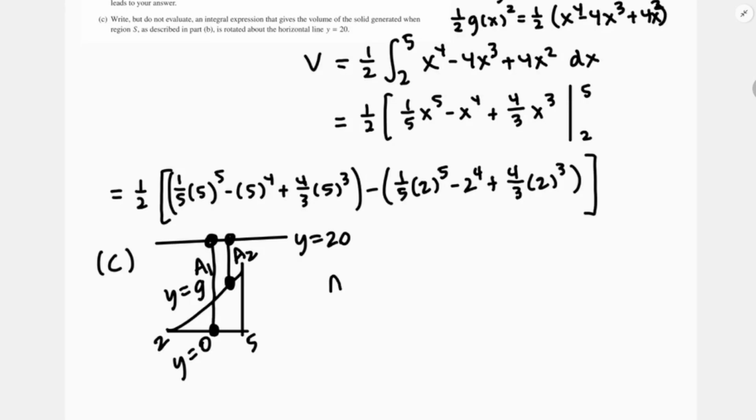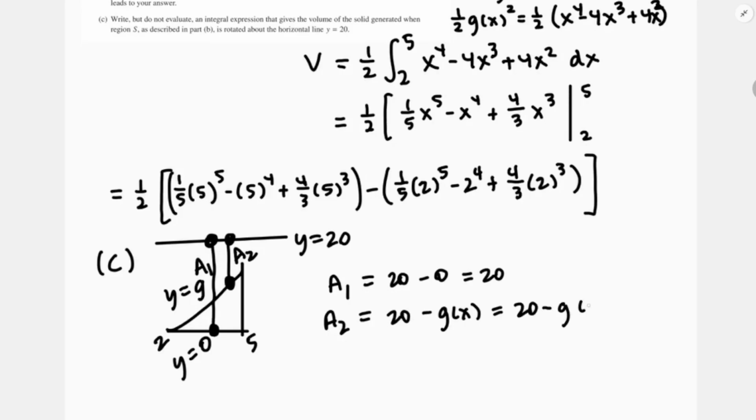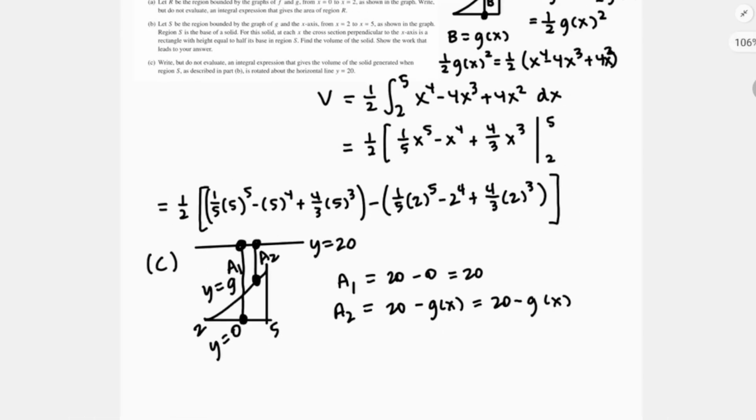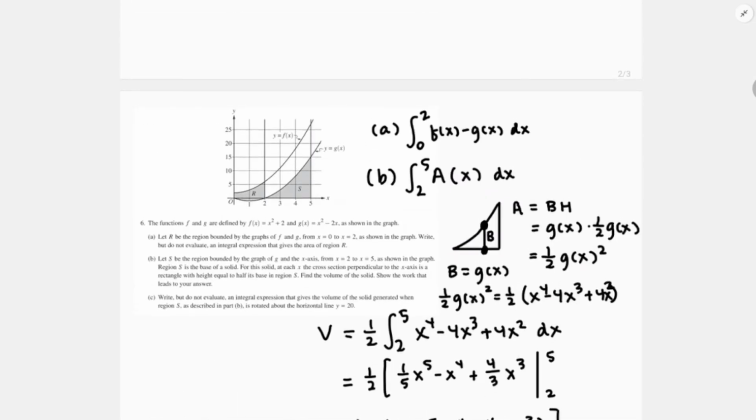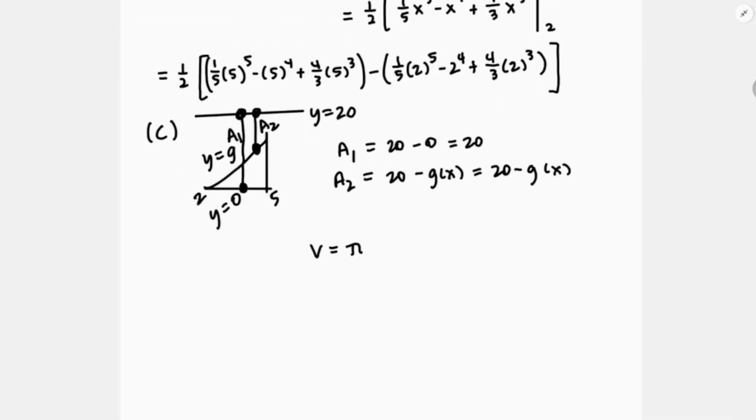But A1 is going to be top minus bottom, so it's going to be y equals 20 minus y equals 0, so it's going to be 20. And then A2 is going to be top minus bottom, y equals 20 minus y equals g of x. Okay, so that's just going to be 20 minus g of x. I don't really have anything I can do with that to simplify. But volume, when there's going to be hollowness, which I can see there is because 20 is way above the top of, well, is it? Yeah, 20 is way above the top of S.